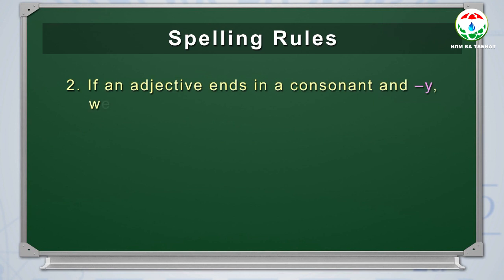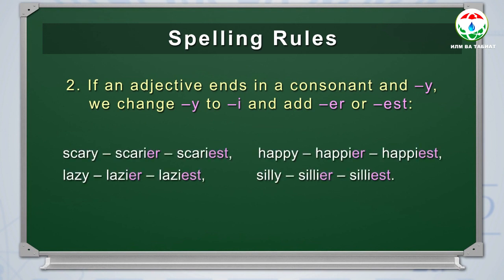If an adjective ends in a consonant and y, we change y to i and add er or est. Examples: scary, scarier, scariest; lazy, lazier, laziest; happy, happier, happiest; silly, sillier, silliest.